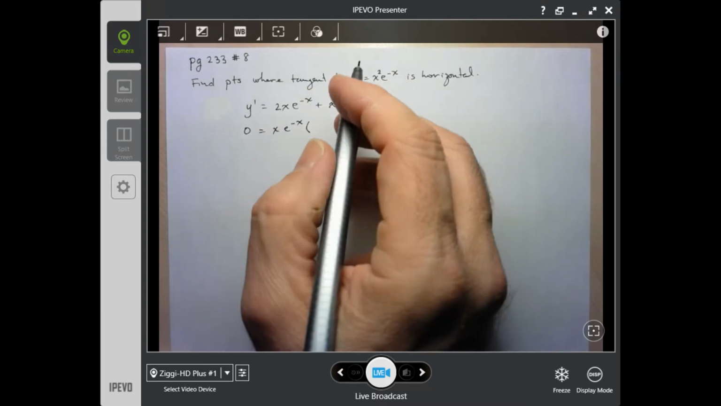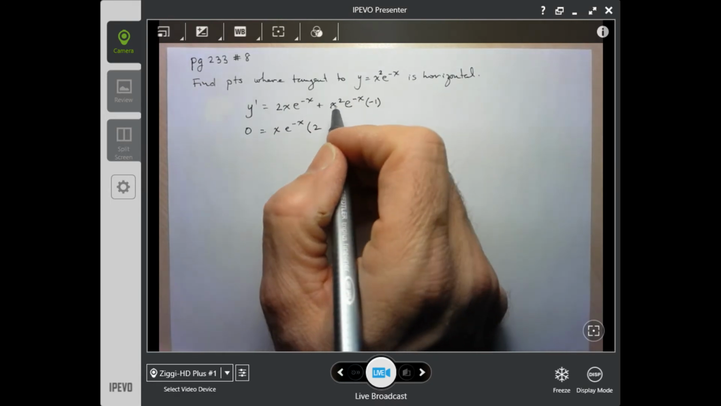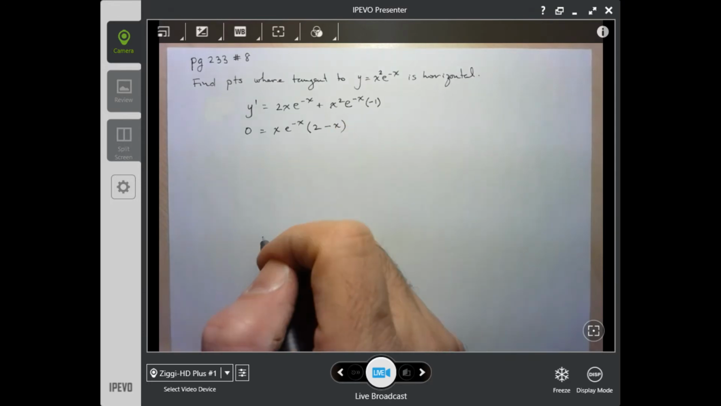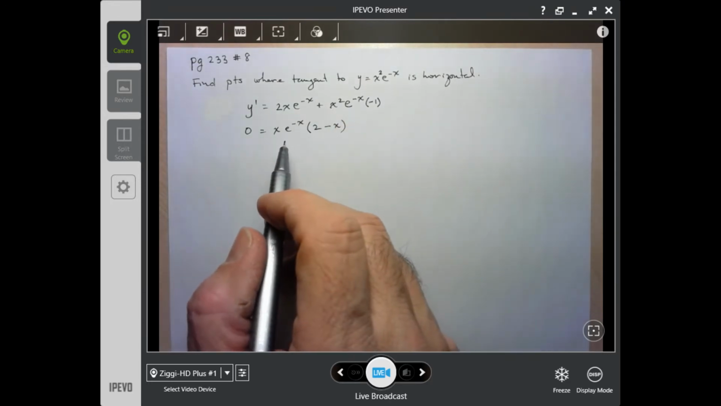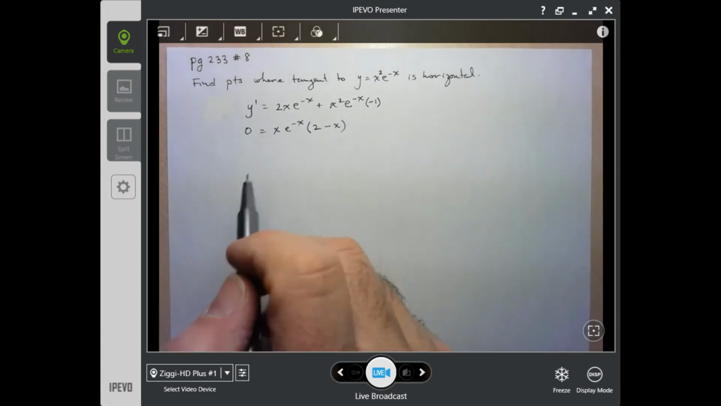All right, so I can factor out x, e to the negative x, and then let's see what we have left. So here we just have 2. Okay, here we've got negative 1 times, well, we have one of the x's left over, so 2 minus x. All right, and now we have it in exactly the form we want because it's in factored form. So 0 is equal to x times e to the negative x times 2 minus x.